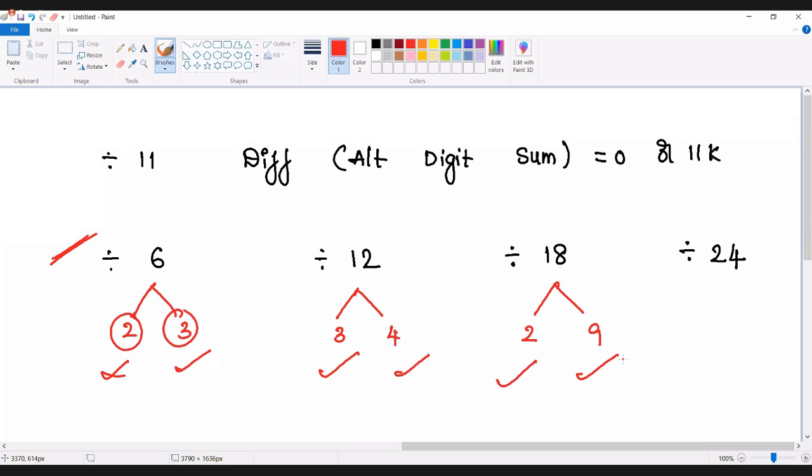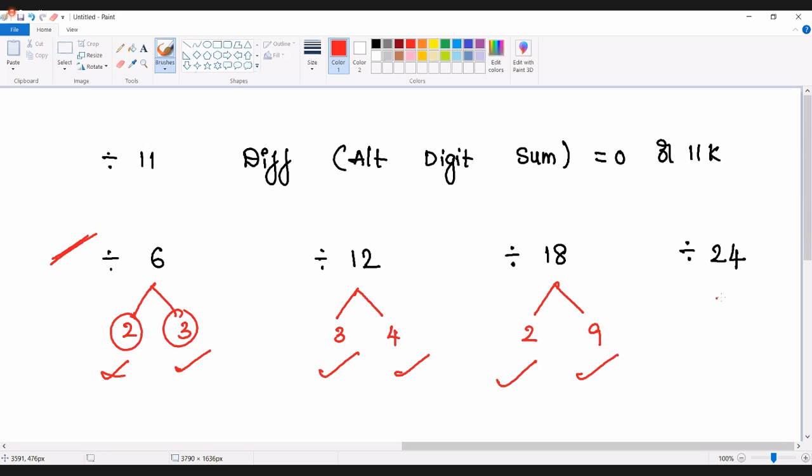So 12 we can write as 3 and 4. 3 and 4 never go in a single table. But if you write 12 as 2 into 6, in the 2 table you will get 6. So that kind of pair we should not take. We should take a pair where the numbers do not have any common factor other than 1. Those numbers are called co-prime numbers.